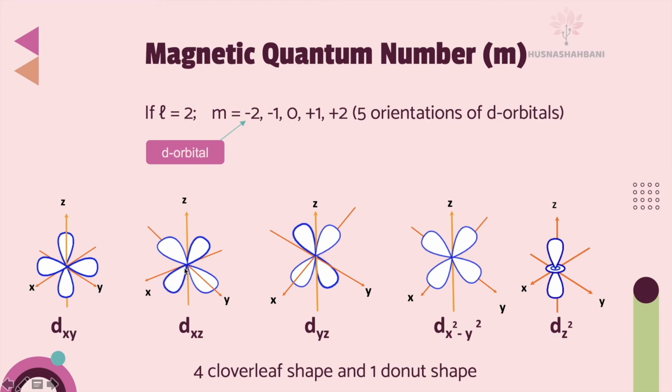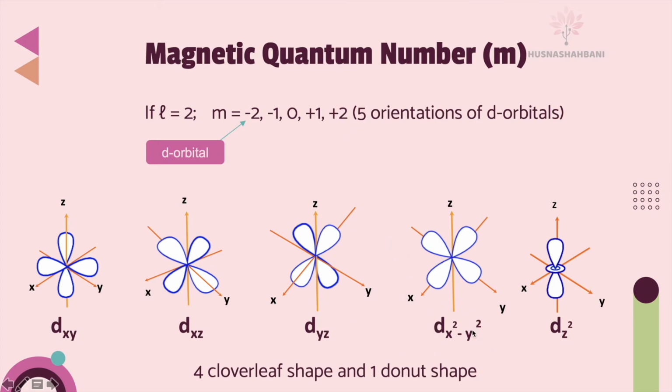So here in between x and z, this lobe in between x and z, and this lobe in between x and z. That's dxz. The same goes for dyz. The lobe is in between the y and z axes. This is between y and z, this lobe between y and z, and this lobe between y and z.